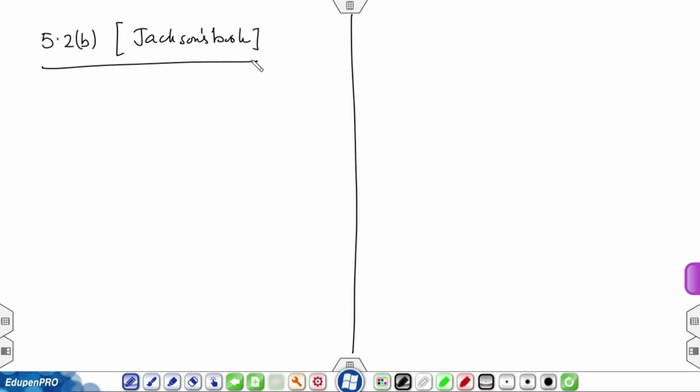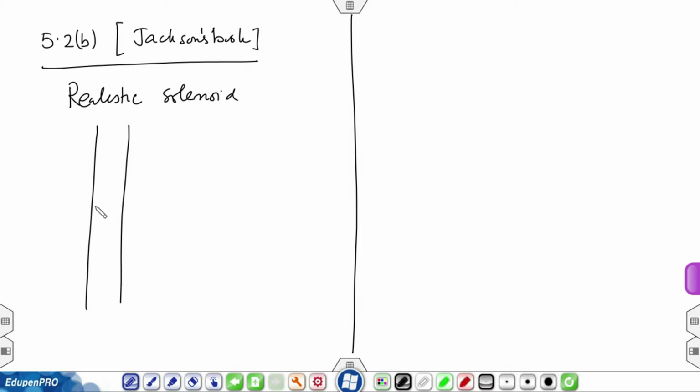It is talking about a realistic long solenoid, and by realistic one means that the turns are actually at an angle. So, they go like this and they come back like this. The current is going up like this, and this is at an angle theta.